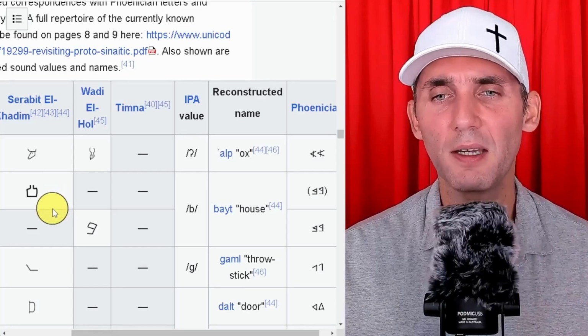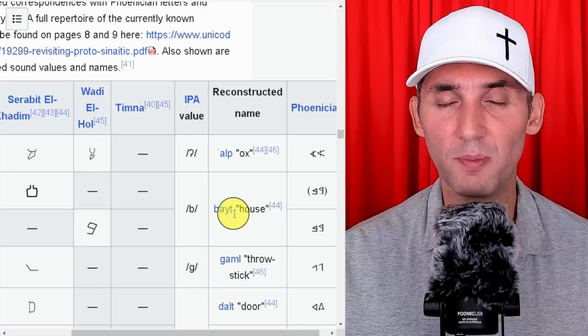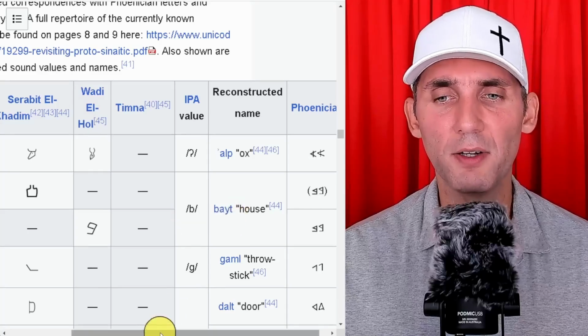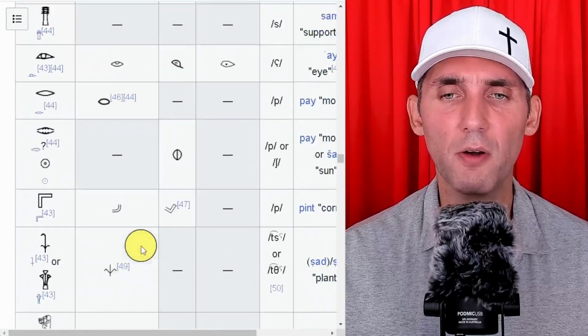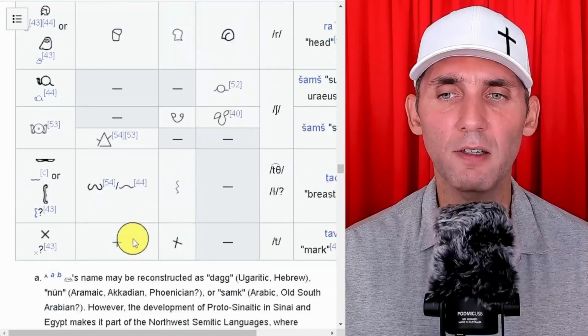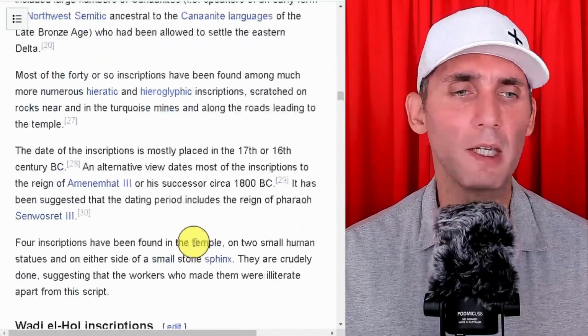So the B is bait because bait is house, and house starts, in this case, bait with a B. That's why the letter is bait. So it's because it's a pictogram of a house. So this is how it works, and it's very different than what modern Hebrew, quote unquote Hebrew, uses.